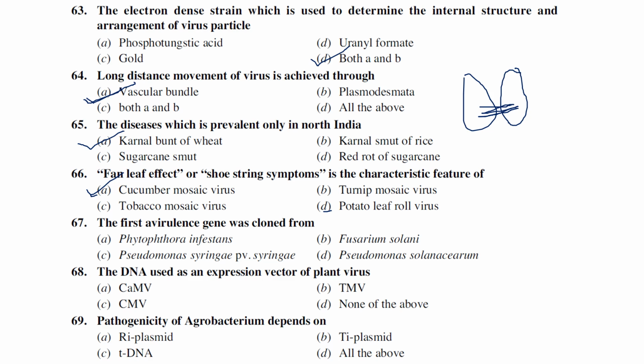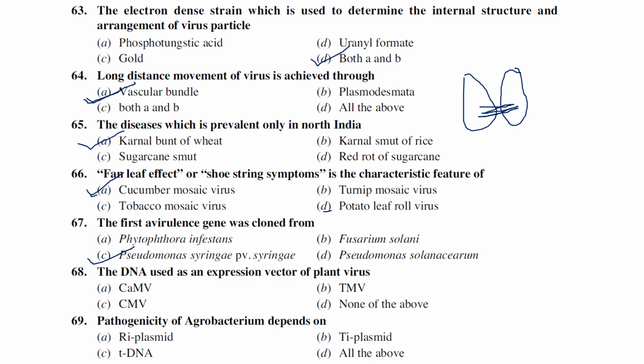The first avirulence gene was isolated from Phytophthora infestans, Fusarium solani, Pseudomonas. Among the given options, the first avirulence gene was isolated from Pseudomonas syringae pv. glycinea, which causes soybean bacterial blight. Pseudomonas syringae.